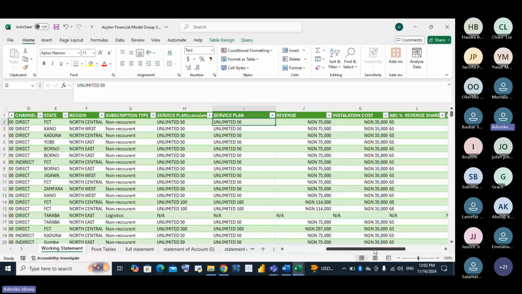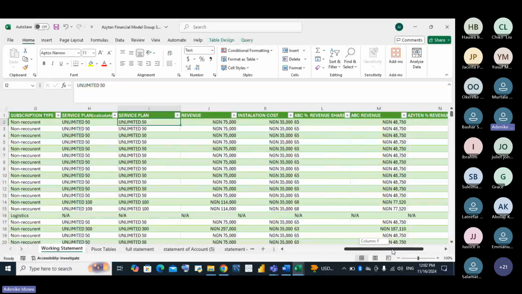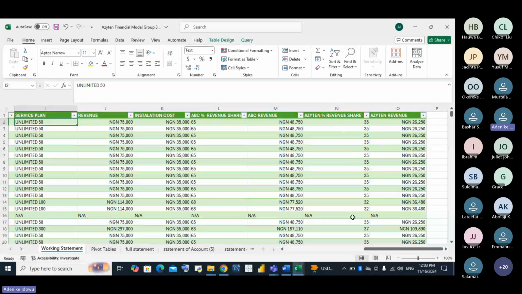Now we calculated the percentage share from the sheet given to us. We have a guide. ABC we collect 65%, and this is their revenue. Then Azyten we collect 35%, and this is their revenue. We use this table to generate the pivot tables.